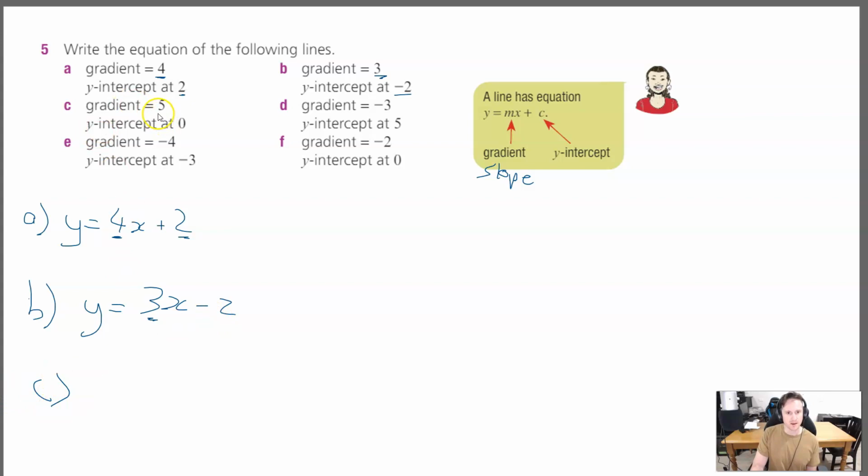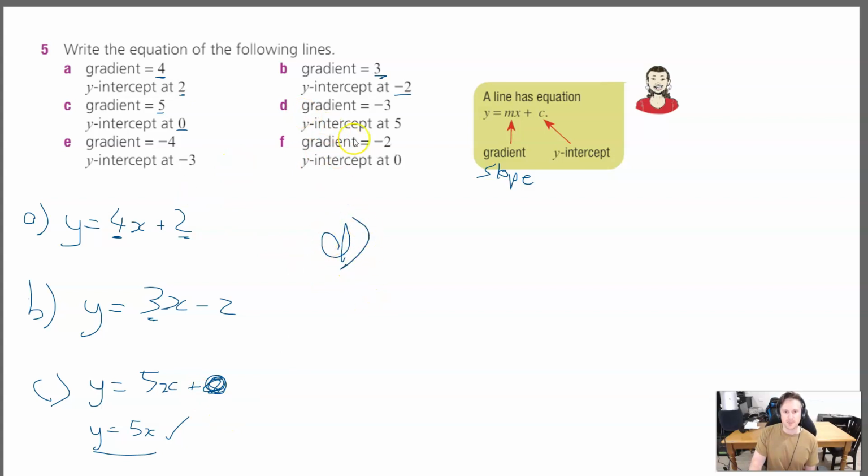For c, gradient of 5, y-intercept at 0. That's an interesting one. So you could go y equals 5x plus 0. Oh, I said 0, but I wrote 8. But then if you think about that, do you have to write plus 0? No, you don't. You can simplify it, 5x. So that is the more correct answer. Although if you're in a test, if you put plus 0, it probably wouldn't matter too much.